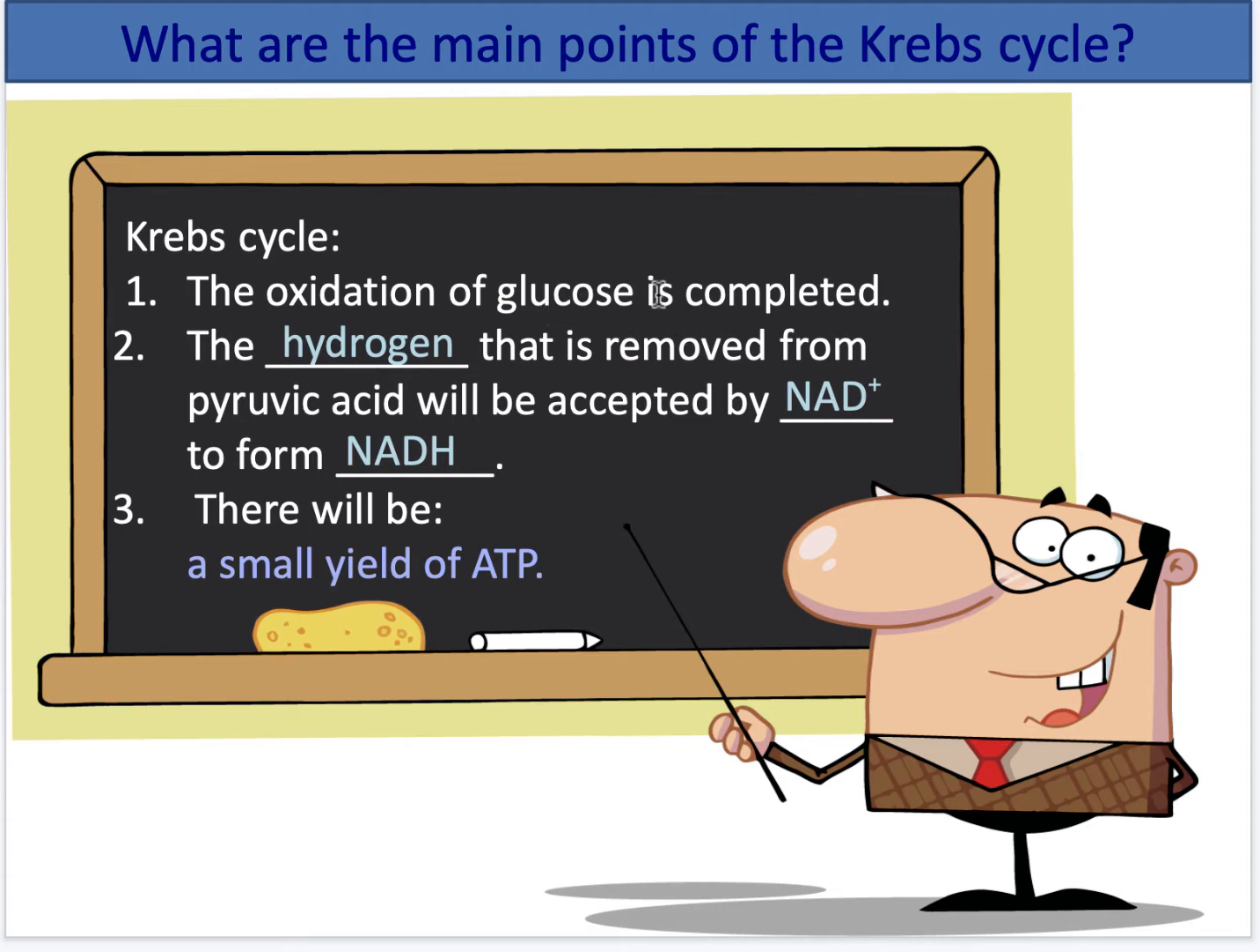The oxidation of glucose is completed, which means, if something is undergoing oxidation, that there is a loss of electrons. Further, the hydrogen that is removed from the pyruvic acid will be accepted by the electron carrier NAD+, and will form NADH. There will be, from the Krebs cycle, a small yield of ATP.